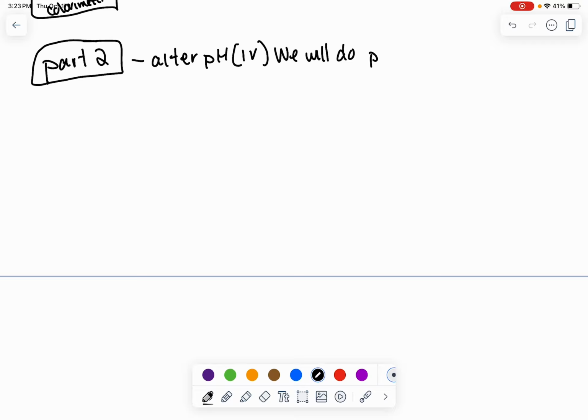pH of 3, 5, 6, 7. I don't know why they chose these. They're not evenly spaced, but there's 1, 2, 3, 4. There's 6 different pHs. Everybody can't do all of that. We just don't have time.